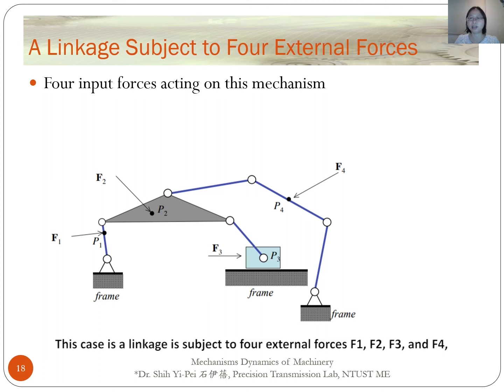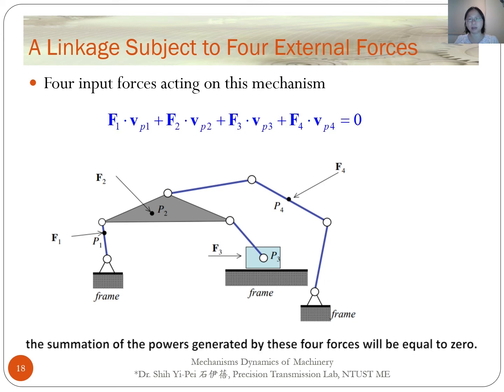This case is a linkage subject to four external forces F1, F2, F3, and F4. We assume they are all input forces. First, the velocities of points P1 to P4 need to be determined. When this linkage stays in equilibrium, the summation of the powers generated by these four forces will be equal to 0. Therefore, we can solve for the unknown force from any three given forces.